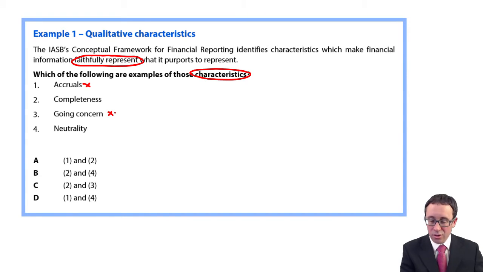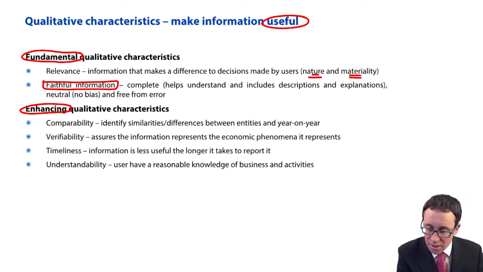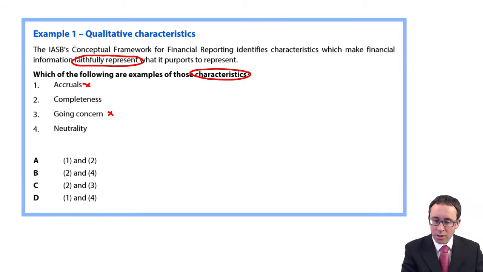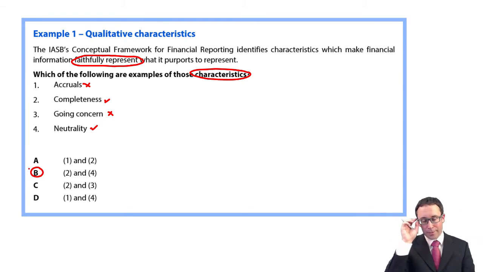So, completeness, neutrality, are they examples of faithful representation? Yes. Completeness and neutrality, as well as being free from error. So here you've got number 2, you have number 4, 2 and 4 gives answer B. Okay, there we go. Excellent.